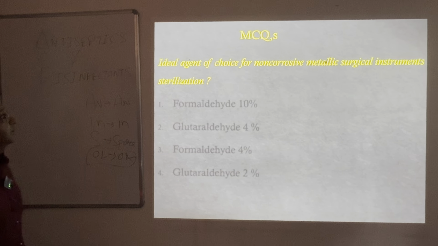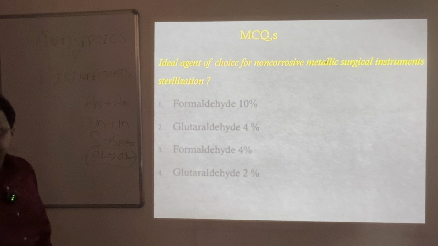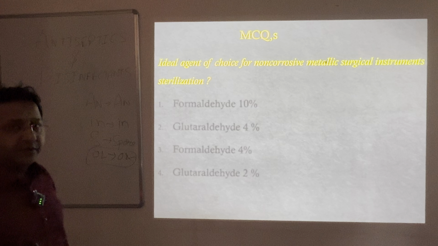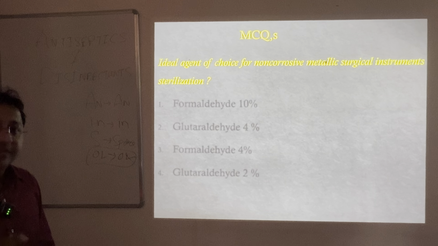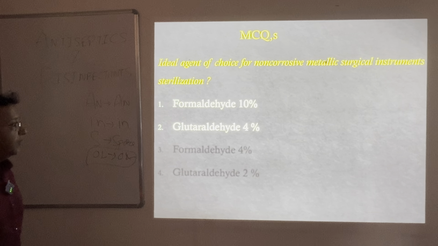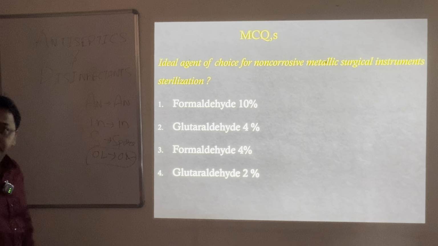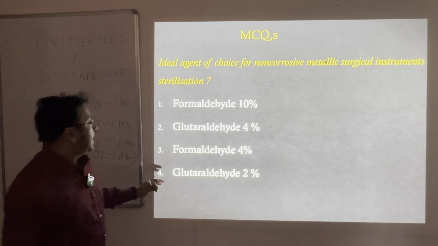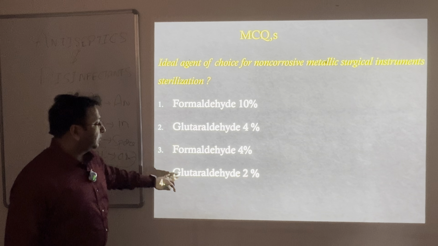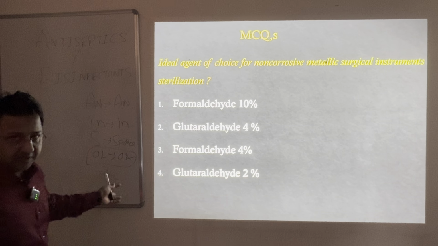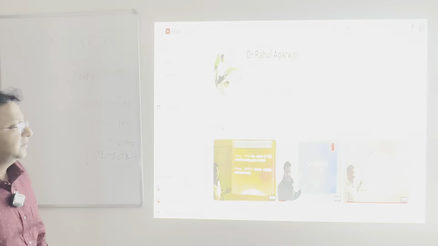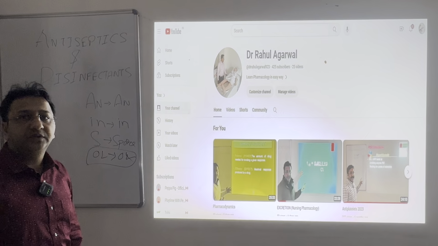Another MCQ: the ideal agent of choice for sterilization of non-corrosive metallic surgical instruments. If you have to sterilize the instruments, the endoscope and everything, what is the ideal agent? Among formaldehyde and glutaraldehyde, which was the best? Glutaraldehyde was good. Formaldehyde had the pungent smell. And we have seen in the previous slide, the glutaraldehyde slide, that 2% glutaraldehyde was there. Okay. Thank you for the attention.